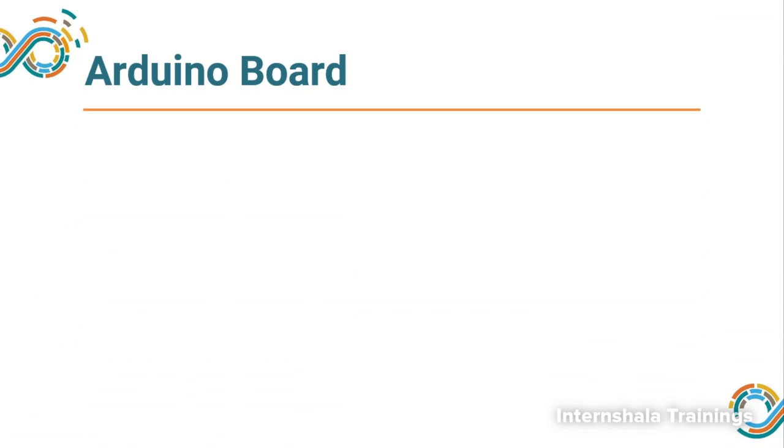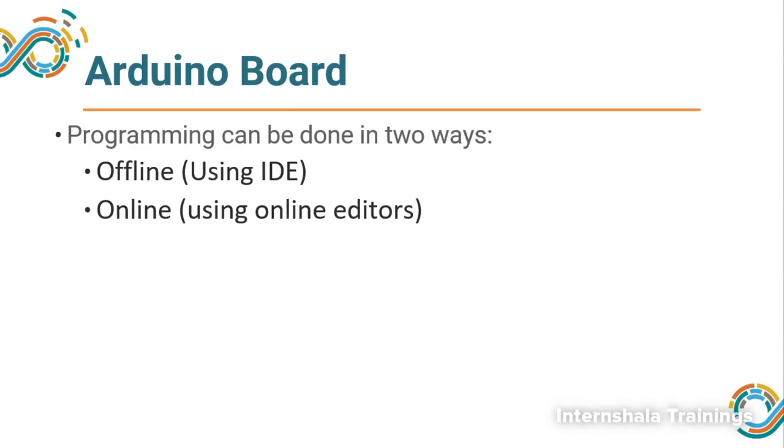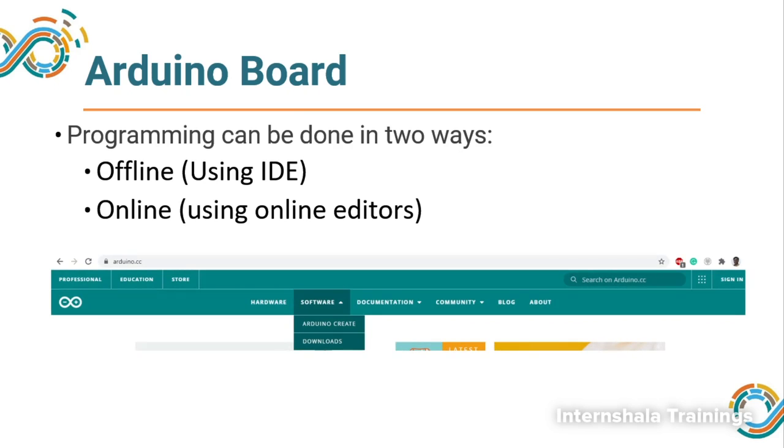So to download the software package we need to go to the Arduino website, and there we will find two options. One is offline IDE which we can download and work on, and the second one is online option which is using an online editor. For both of them we have to go to the Arduino website. If we want to work with the offline version, we will go to the download section.